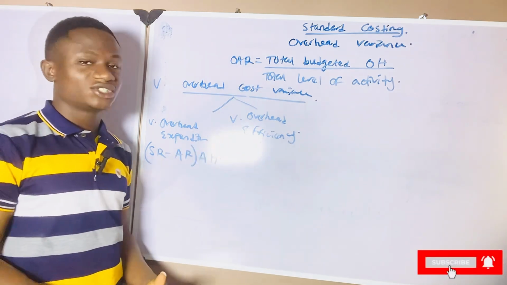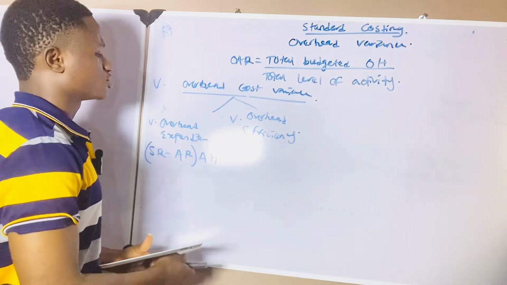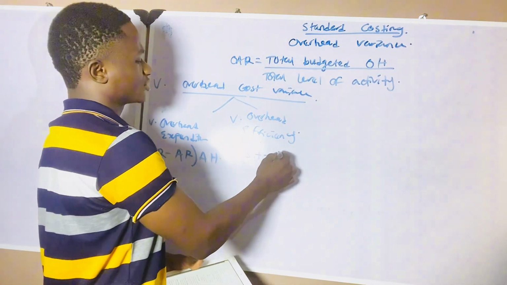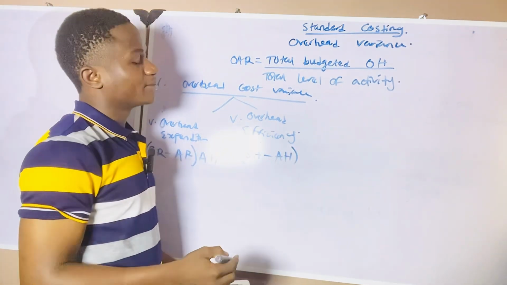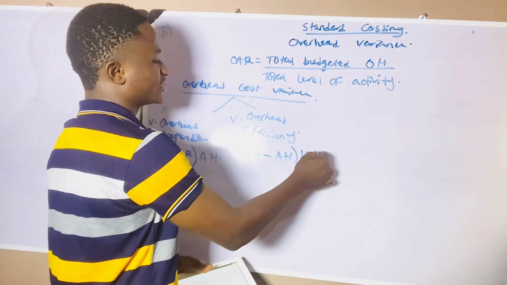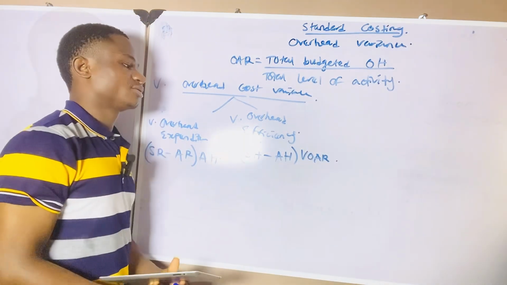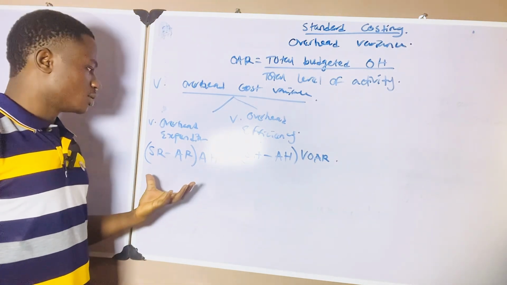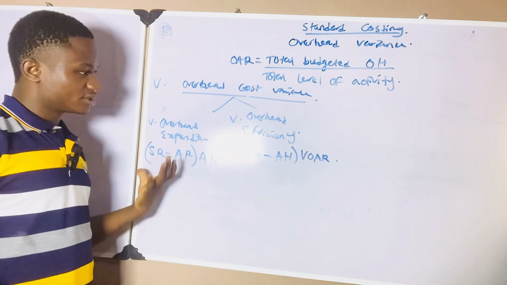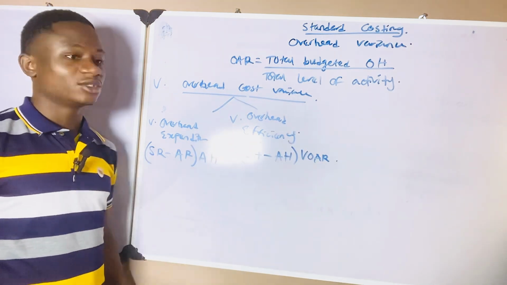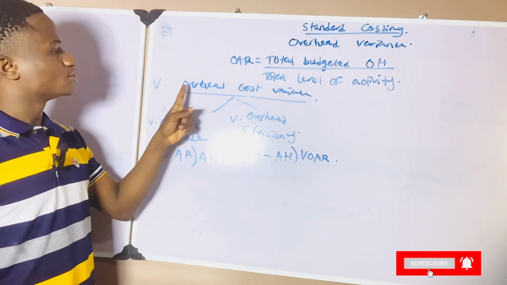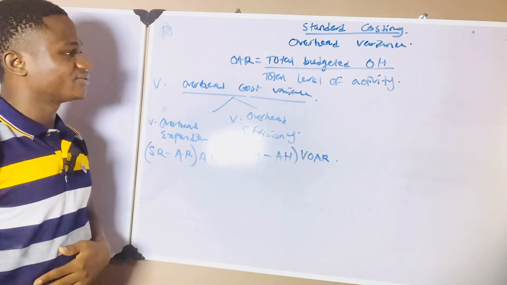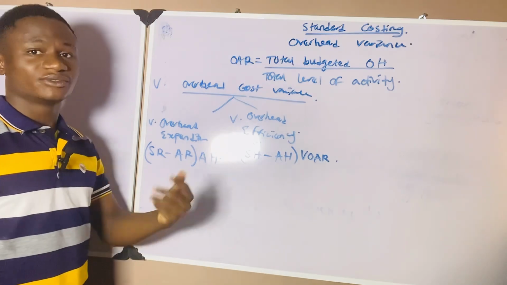So variable overhead efficiency, I told you it has to do with hours. So the formula is standard hour minus actual hour multiplied by variable overhead absorption rate. Like I said earlier, this is the formula for calculating variable overhead expenditure variance and variable overhead efficiency variance. Then when we add them together, we have the variable overhead cost variance. So let's look at the fixed cost formula before we even look at the question.